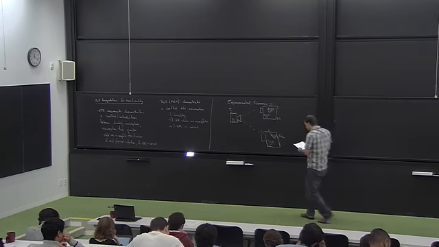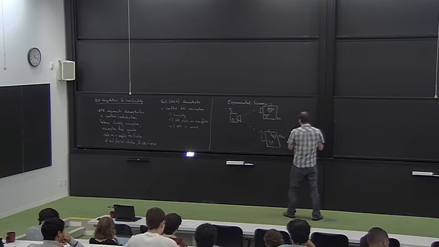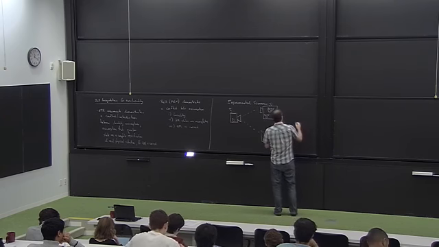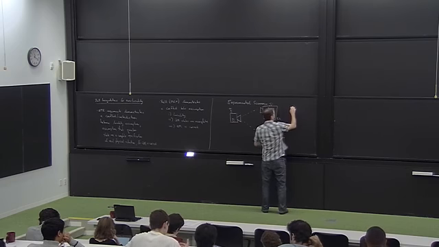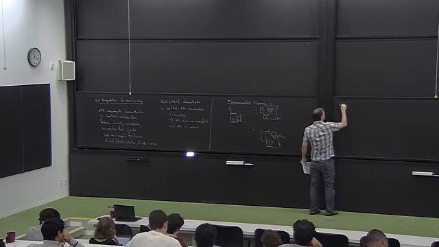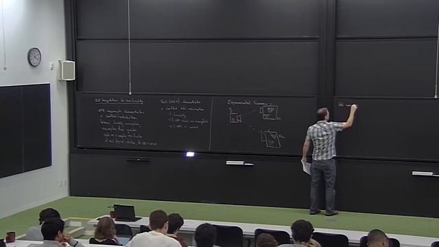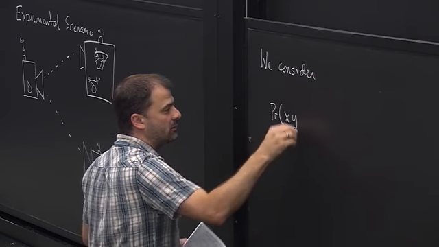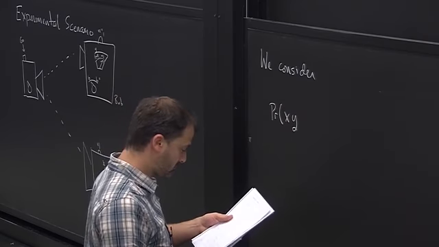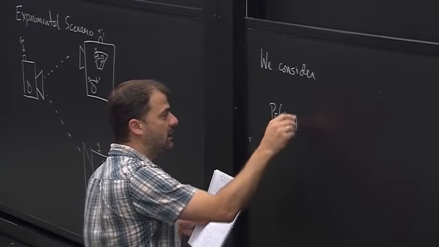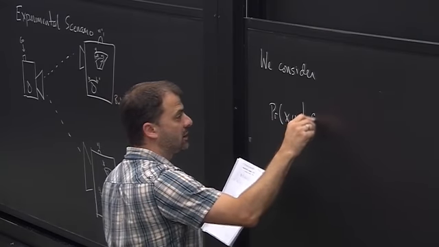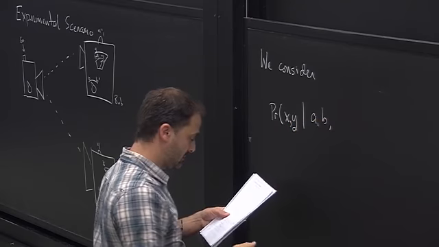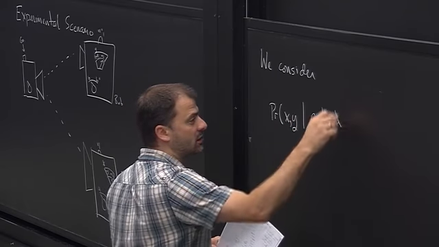Okay, what are we interested in? We're interested in the probabilities. We consider the probability of some pair of outcomes, x comma y, conditioned on the detector settings, and conditioned on something called lambda.